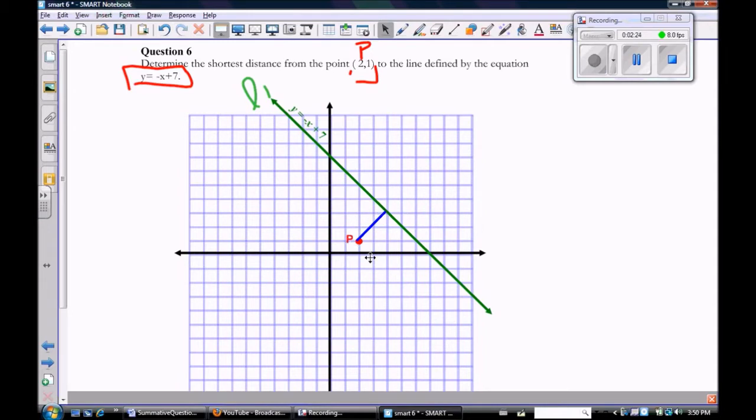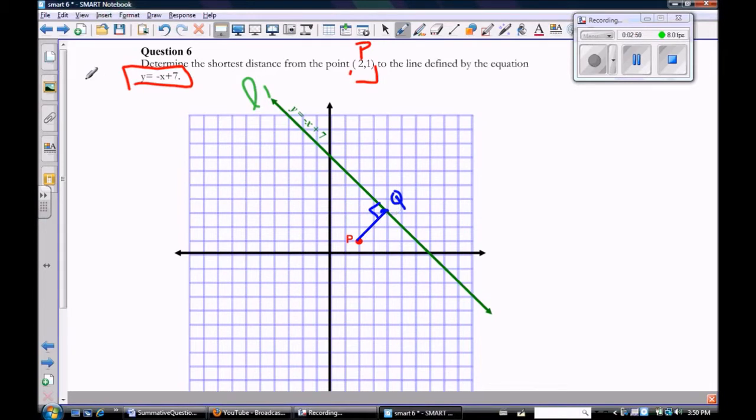So we need to find the length of that blue line. So how are we going to do that? Well, that blue line, and I'm just going to draw perpendicular so we know, that blue line goes from P to a point right here. And I'm pretty sure, let's call that point Q. We want to give it a name, right? If we're going to talk about it, it has to have a name. So from P to Q, I need that distance.